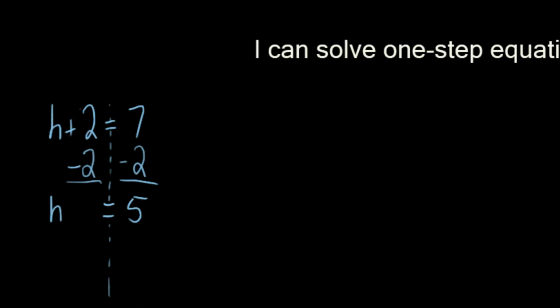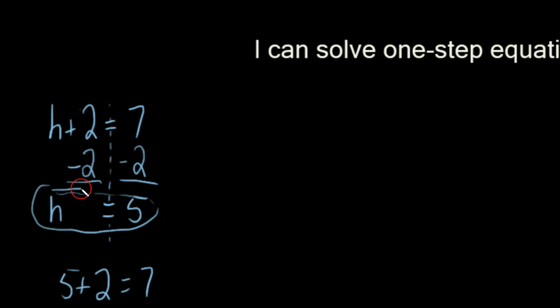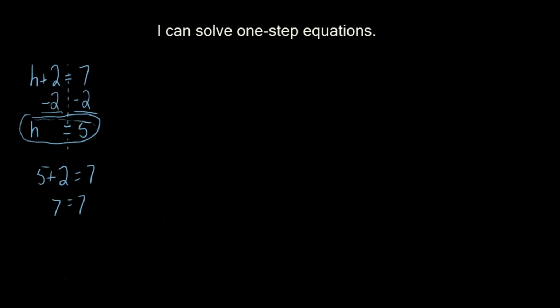We can verify the answer to this solution by plugging it in. Let's try that out. So instead of h plus 2 equals 7, we could do 5, which is our value for h. We could input the 5 for h. So 5 plus 2 equals 7. 5 plus 2 is 7. And we know 7 equals 7. So this is a good answer. So h equals 5 is our answer to this equation, h plus 2 equals 7. Let's try a few more examples here.